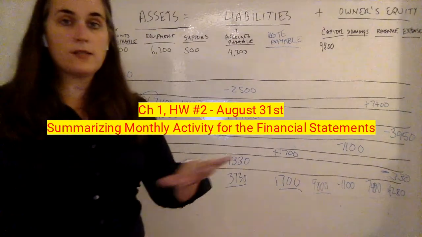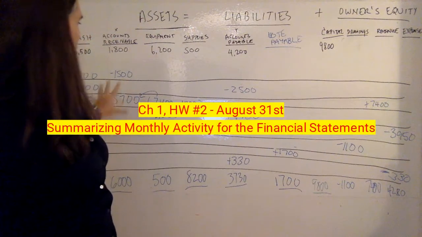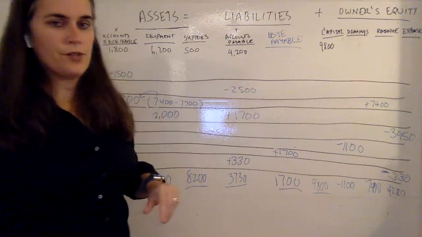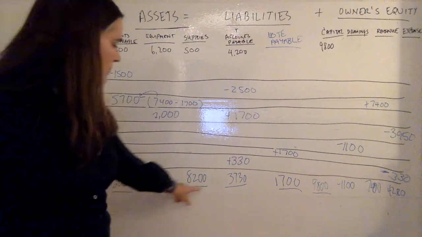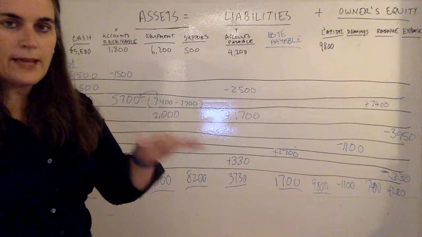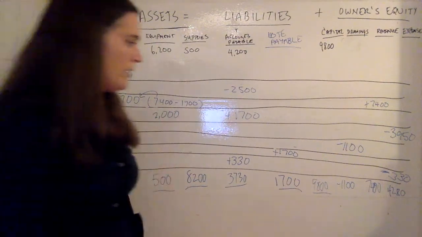Okay, everybody, final step of this part of the problem. We've gone through all of the activity for the month, and we noted which account it falls into. We want to finally sum total down to an August 31st balance. We want to look at what's the account balance at the end of the month. That's kind of the end goal here.